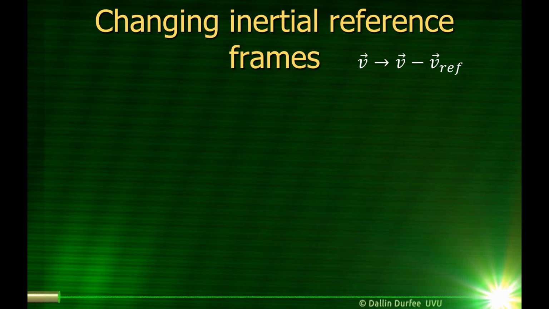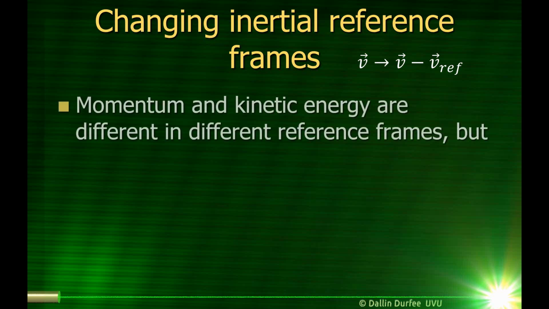If I see a ball flying by at 10 miles an hour to the east, and someone rides on their bike at 5 miles an hour to the east, they're going to see the ball in their reference frame moving at just 5, right? The velocity in my frame minus the velocity of their frame relative to my frame, all right?